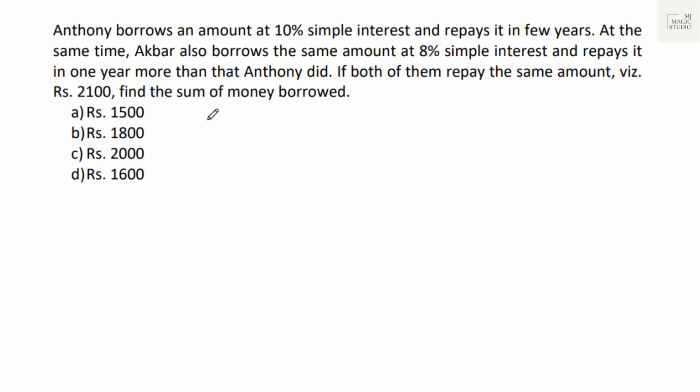Anthony borrows an amount at 10% simple interest and repays it in a few years, X years. At the same time, Akbar also borrows the same amount at 8% simple interest and repays it in 1 year more than Anthony. That means X plus 1 years. If both of them repay the same amount, that means PRT by 100 for Anthony is the same as PRT by 100 with X plus 1 for Akbar.